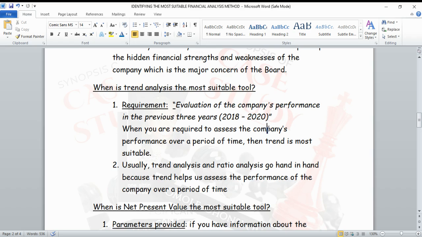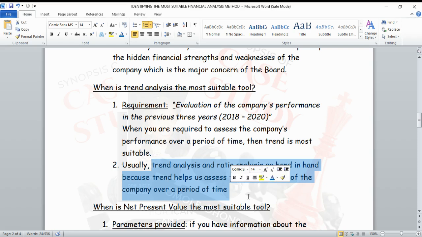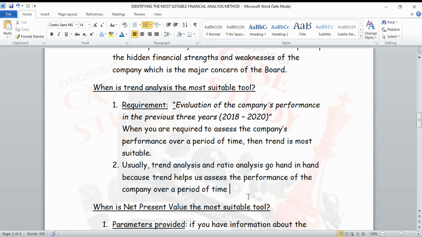Do you understand? So when you have something like evaluate performance in 3 years, from this year to this year, in the previous 2 years, compare year 1, year 2, year 3, that is telling you you're looking at the trend of things over a period of time. And like I said, usually trend analysis and ratio analysis go hand in hand. But with trend analysis, when you're seeing something from 1 year to another year, you have something like this.